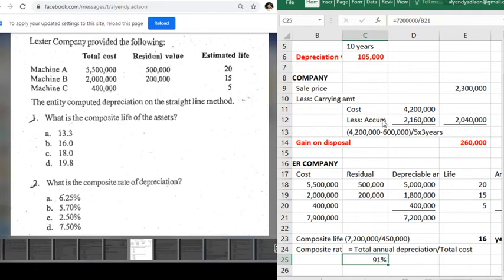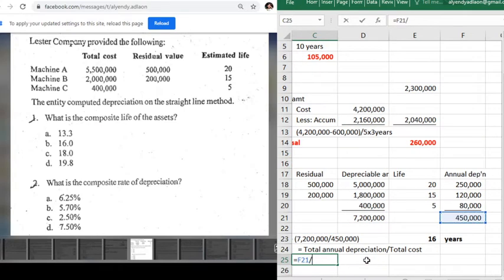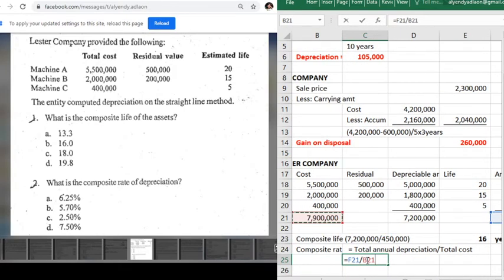So the composite rate of the machine is, okay, let me just check. Total annual depreciation of 450,000 divided by the total cost of 7,900,000. Alright, so the composite rate now is 6%. Okay, this is the composite rate of the machine.